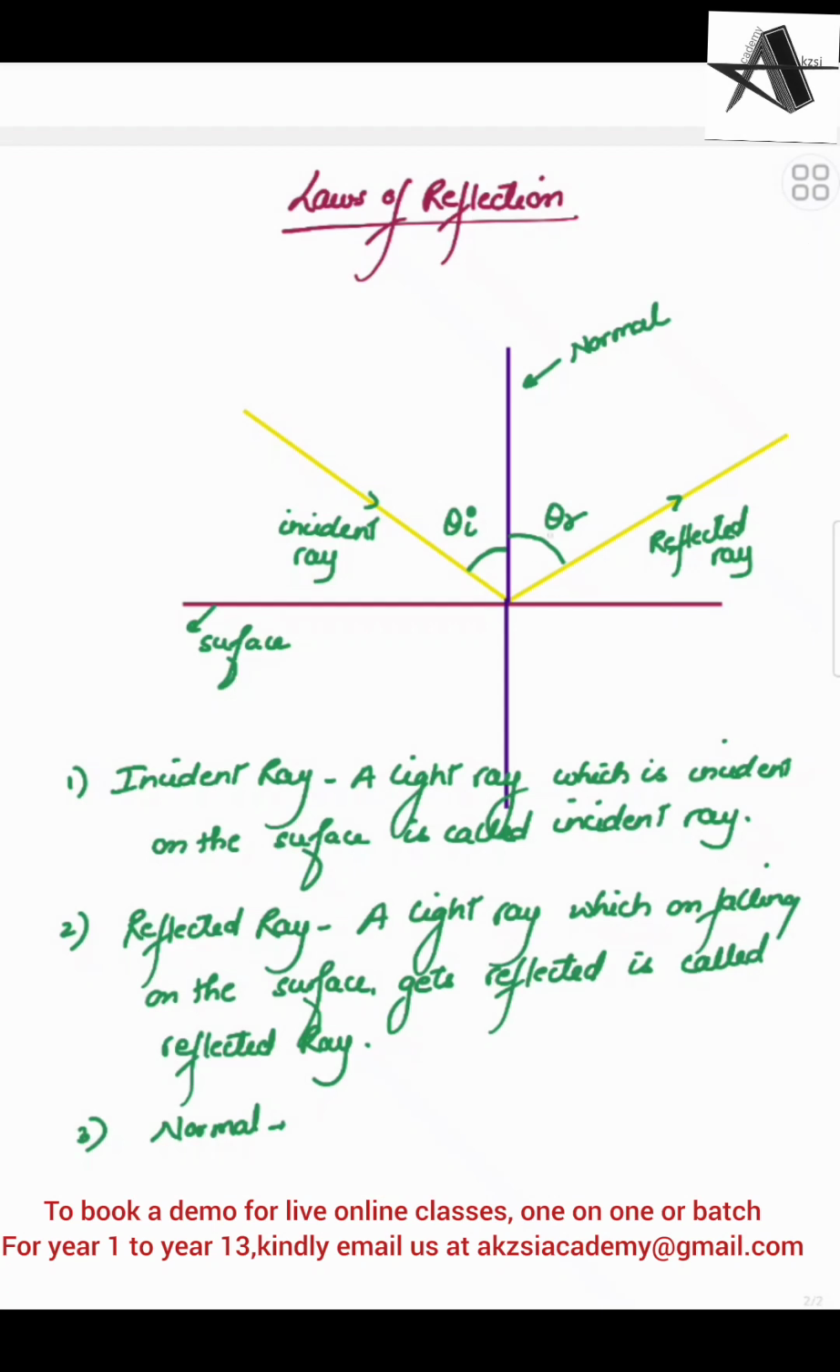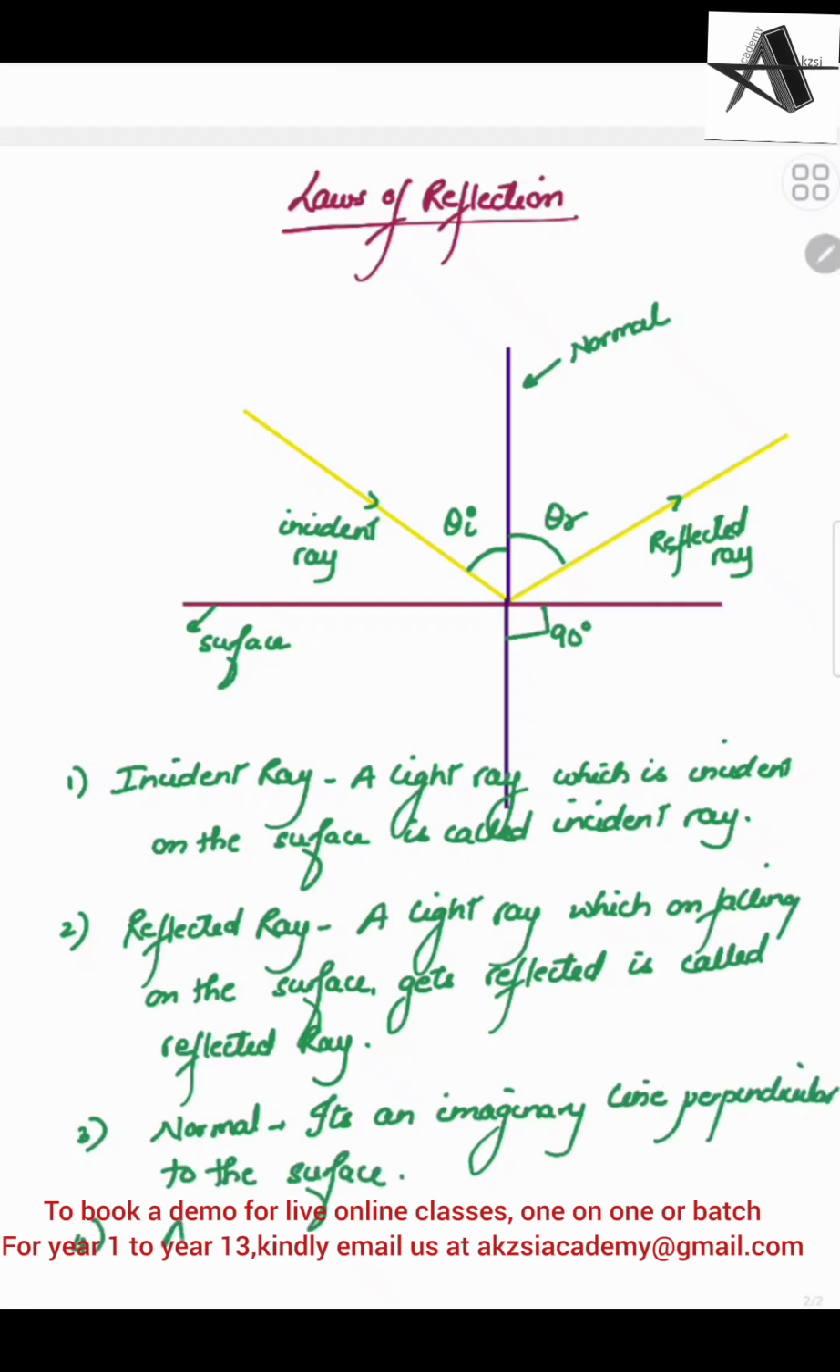You can clearly see it's making 90 degrees. It's important. So it makes 90 degrees. We say it's imaginary because these things are actually happening, like light rays falling and bouncing back, but there is no normal actually. But for our convenience, for calculations and understanding, we have assumed that there is a line perpendicular to the surface, and that's why we call it an imaginary one.